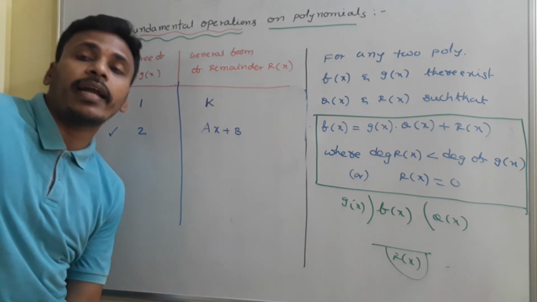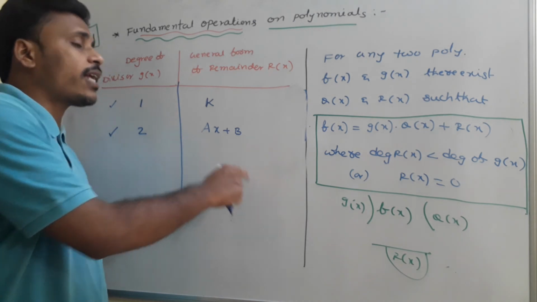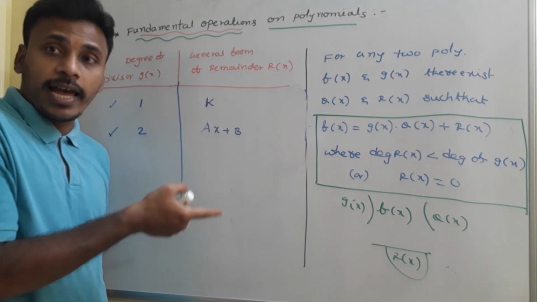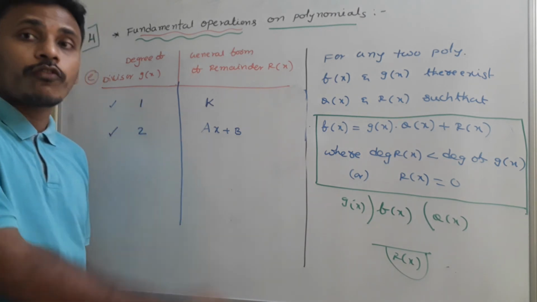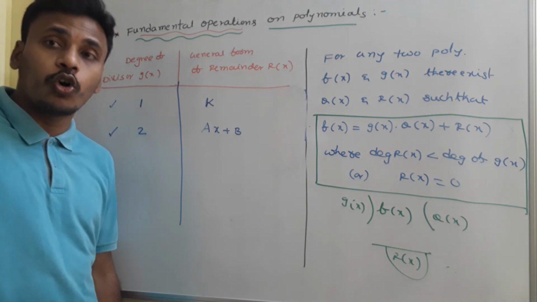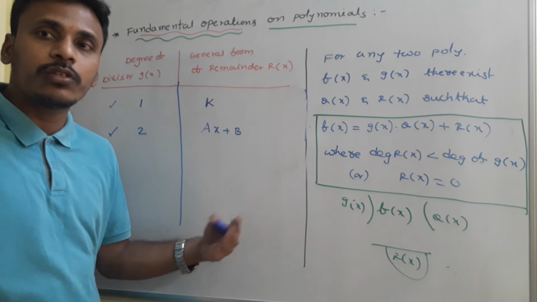The degree of the remainder may be 1 or may be 0. So when you give this as the general form, depending on the values of a and b, sometimes the degree of r of x is 1 and sometimes the degree of r of x is 0. It depends on a and b, and according to the problem we need to find those values.